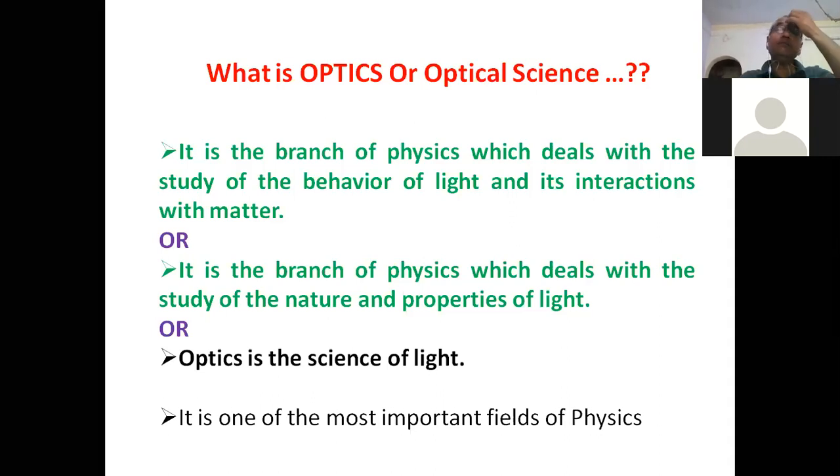So it is the branch of physics. Optics is the branch of physics which deals with the study of the behavior of light and its interactions with the matter. Or we can coin this definition in another way. It is the branch of physics which deals with the study of the nature and properties of light. So how the light behaves, what are its properties, all these things we will learn in a course optics. So it is the branch of physics which deals with the study of the nature and properties of light.